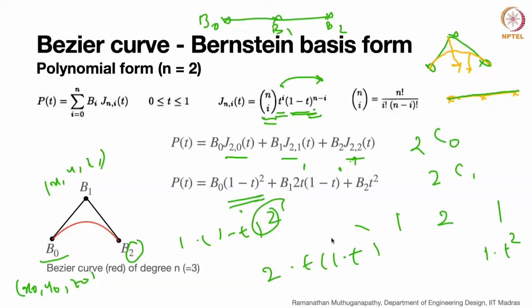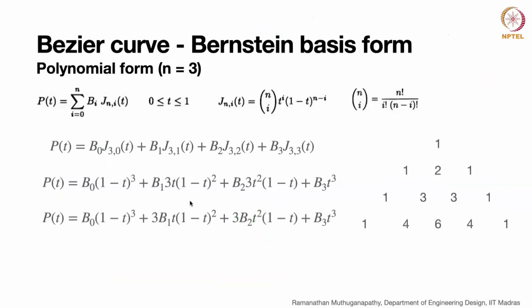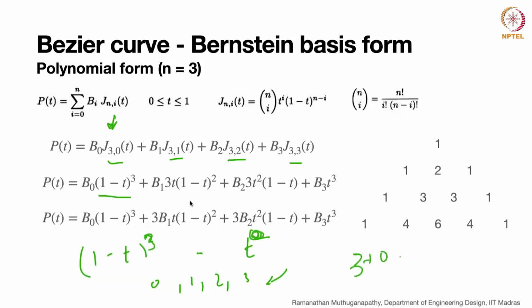Okay, now let me go to the n equal to 3 case. For n equal to 3, we will have J30, J31, J32, and J33. What is J30? Remember, this will be 1 into (1 minus t) whole power 3. There are two terms, 1 minus t and t. The powers will alternate between 0, 1, 2, and 3, with the summation becoming 3. So if this is 3, this has to be 0, because the total power has to become the number of control points, or n, which is 3 here.